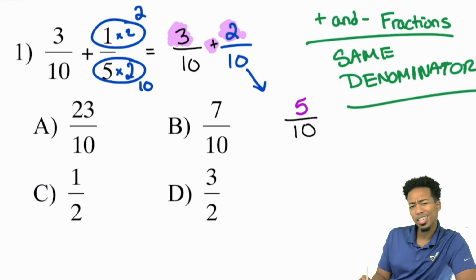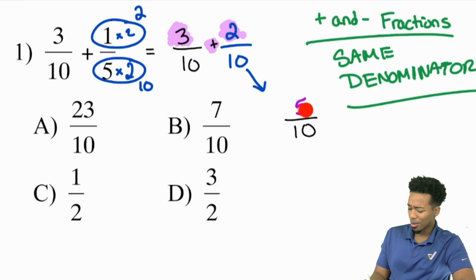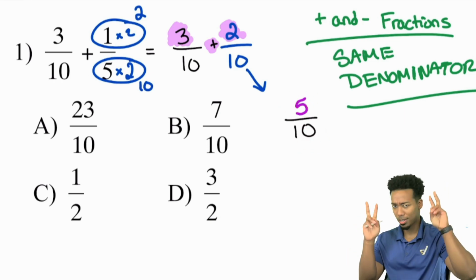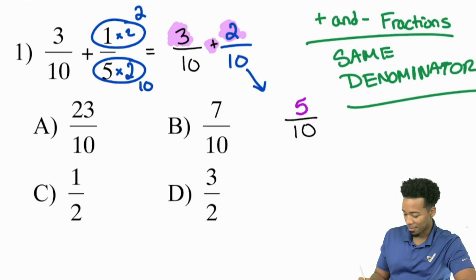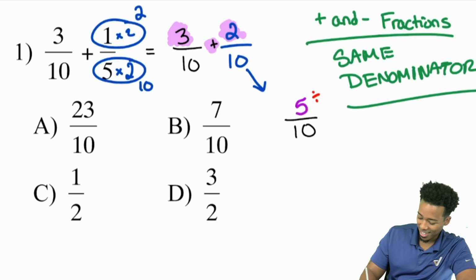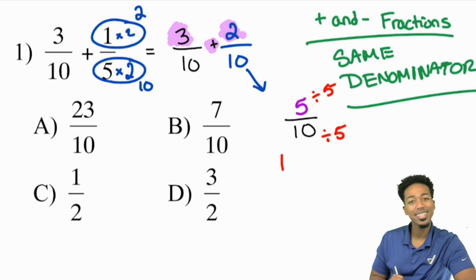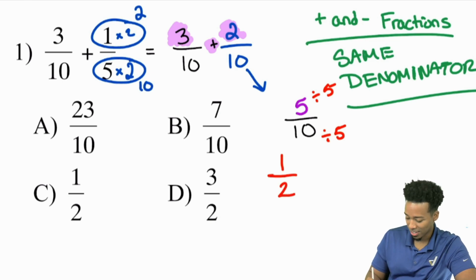So how do you simplify again? Brief reminder, remember, you're asking yourself, what number goes into the numerator and denominator that I can divide out or cancel out? And that's going to be 5, because 5 and 10 are both divisible by 5. And so right over here, I can go ahead and take care of business. Right there, 5 divided by 5, that's going to be 1. 10 divided by 5 is 2.